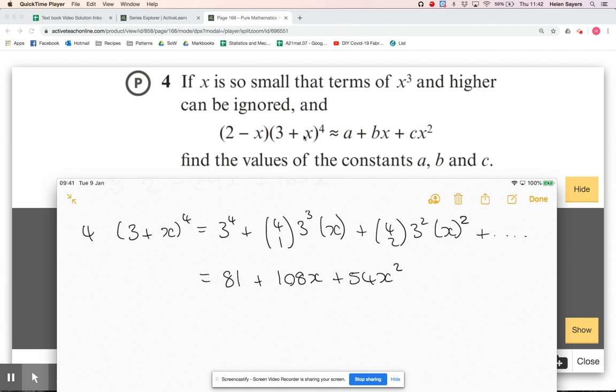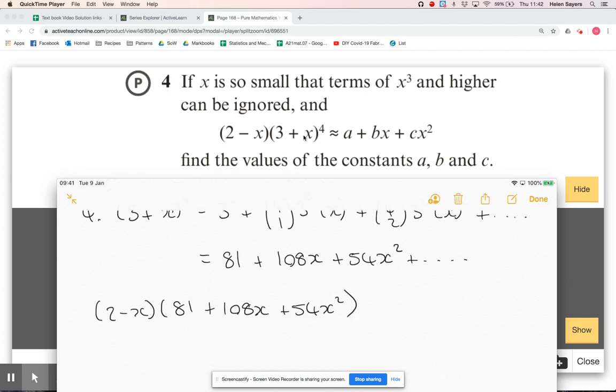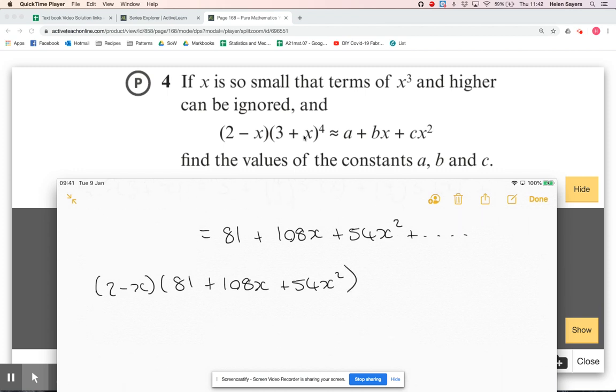So what they wanted was 2 minus x multiplied by those brackets. Obviously it does carry on, but we just don't need any of the higher powers. So times 108x plus 54x squared. Okay, and you can do this however you like. If you prefer to use grid method to multiply brackets, that's fine.